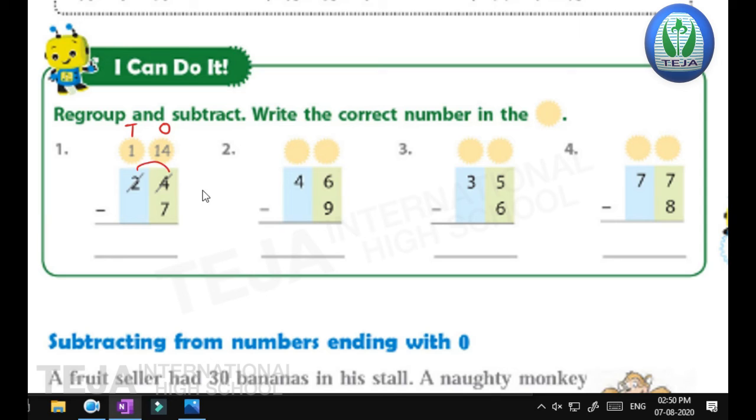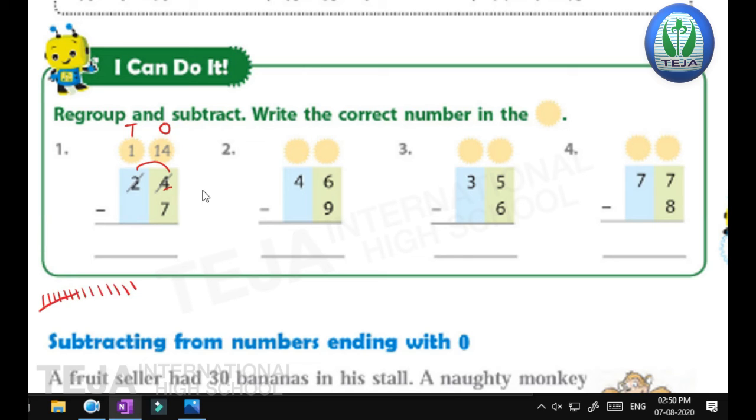So 1 ten is equal to 10 ones, and here in the ones place 4 is there. So 10 plus 4 is 14. 14 minus 7, children. We'll draw 14 lines. 1, 2, 3, 4, 5, 6, 7, 8, 9, 10, 11, 12, 13, 14. From that you strike off 7.